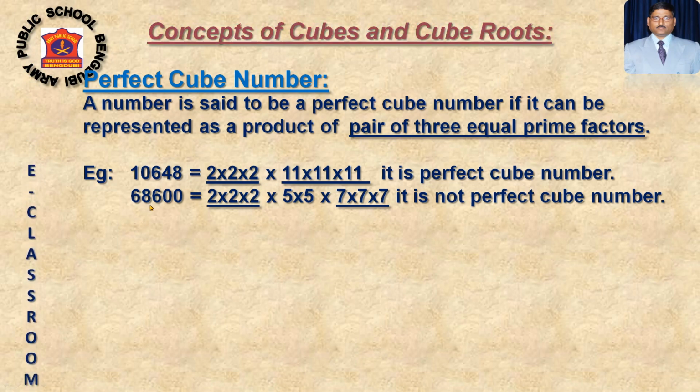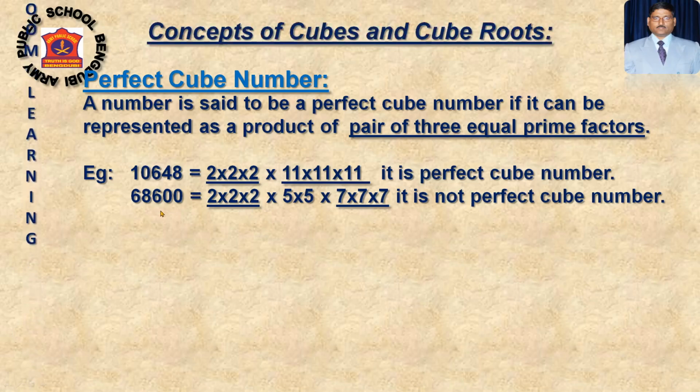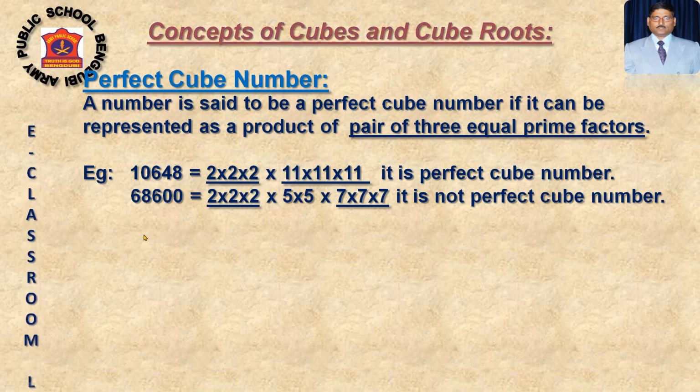Now 68600, if I factorize, I will say 222, it is also having a pair of 3 factors. 777 also having pair of 3 factors. Okay, but 55, one factor is missing, and that's why 68,600 is not a perfect cube number. Understood? Now question is that when a number is not a perfect cube number, I have to make it a perfect cube number. How? By multiplying or dividing.